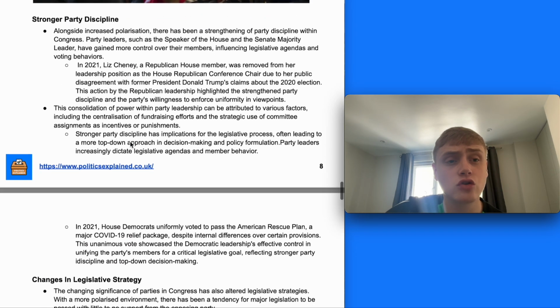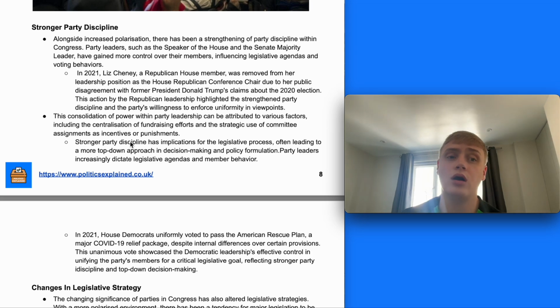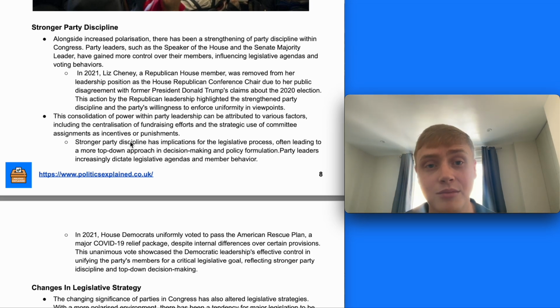You've also seen stronger party discipline. So party leaders such as the Speaker of the House and the Senate Majority Leader have gained more control over the members, influencing legislative agendas and voting behaviours. So in 2021, Liz Cheney, a Republican House member, was removed from her leadership position as the House Republican Conference Chair due to her public disagreement with Trump's claims about the 2020 election. And this shows how strengthened party discipline and the party's willingness to enforce uniformity in viewpoints have resulted in the increasing importance of parties in Congress.